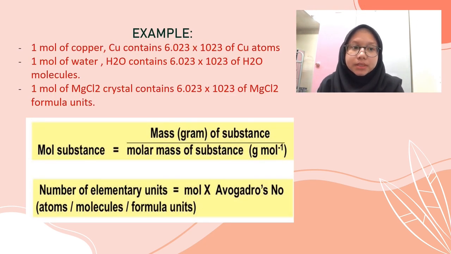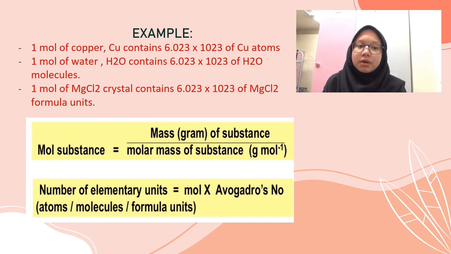For example, here we have 1 mole of copper contains 6.023 times 10 to the power of 23 copper atoms. So the first one is atoms. The second one is 1 mole of water, H2O, contains 6.023 times 10 to the power of 23 H2O molecules. So the second one is molecules. And the last one is 1 mole of magnesium chloride crystal contains 6.023 times 10 to the power of 23 magnesium chloride formula units. So the last one is cation plus anion.